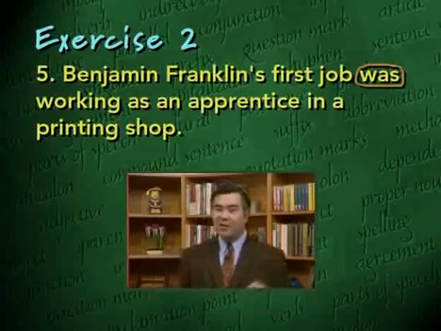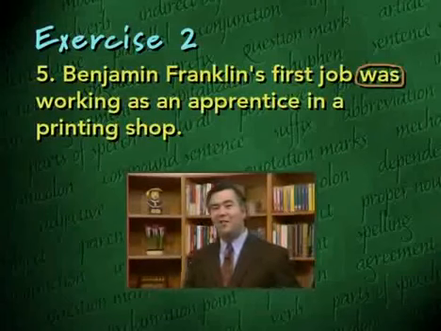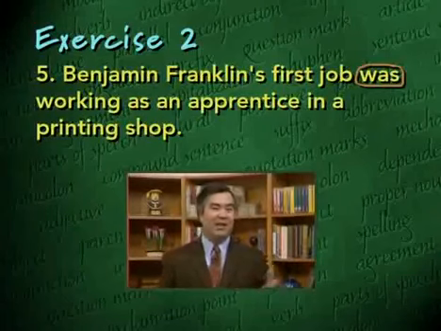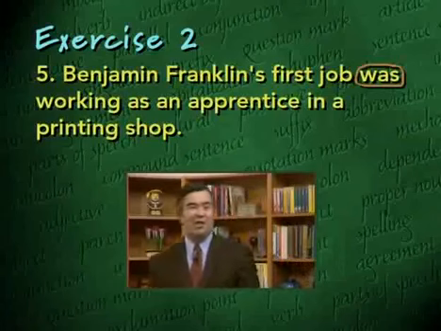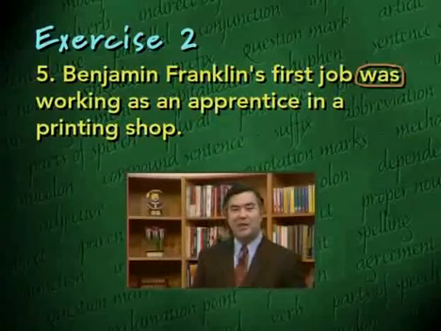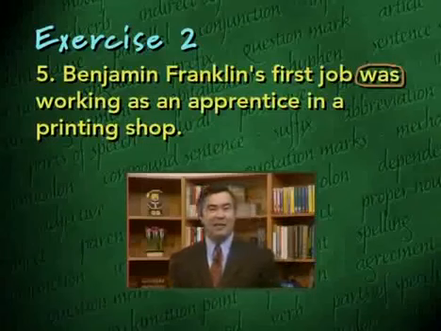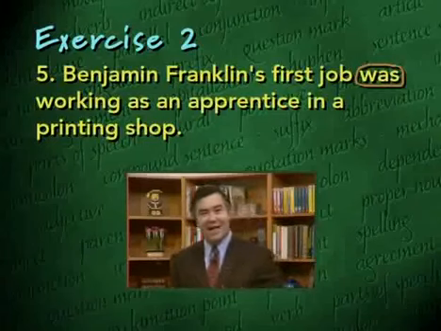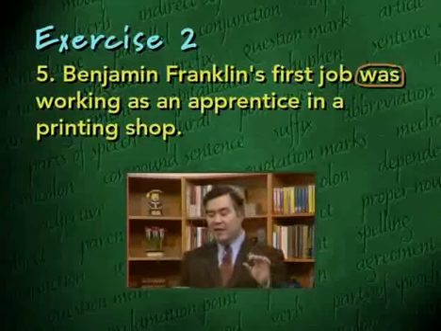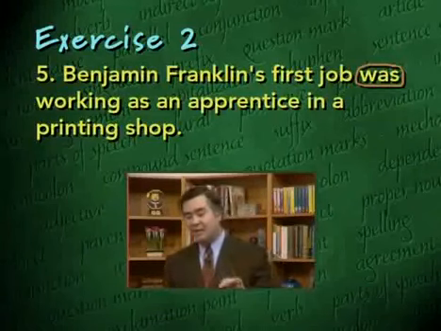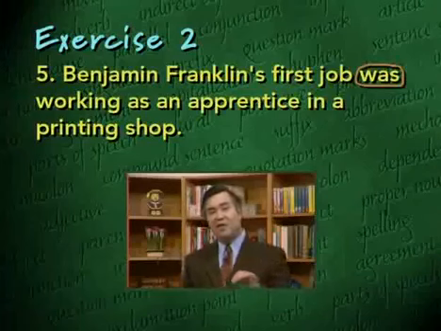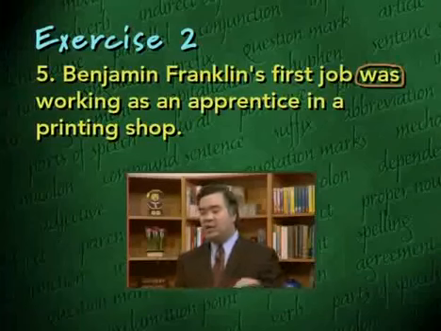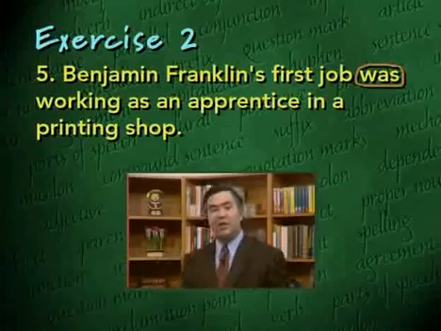And remember that only verbs of action can be transitive verbs. Only verbs of action can pass their action along to a direct object. So this particular sentence does not have a direct object. It's the second example in this exercise of a sentence that doesn't have a direct object. The verb was has as its subject job, and what follows tells us what the job was. It was working as an apprentice in a printing shop.